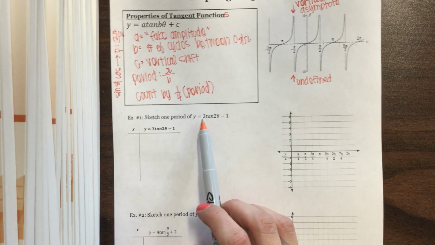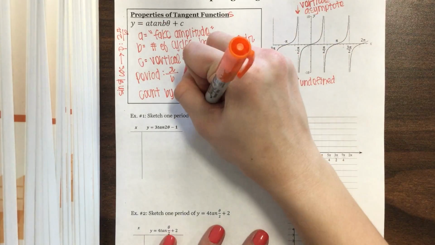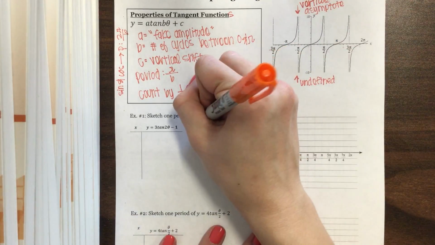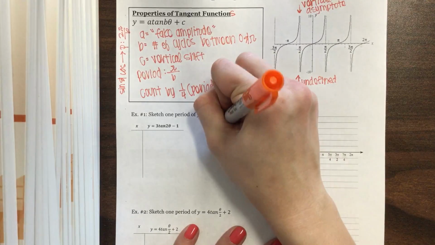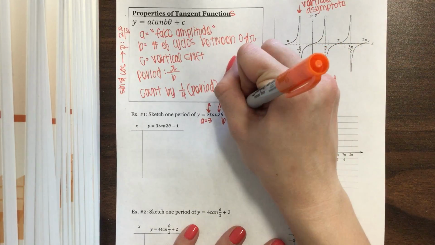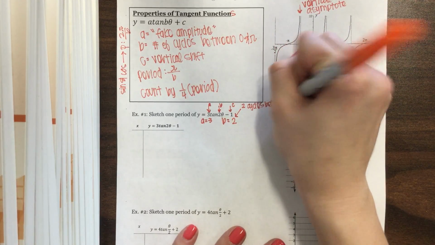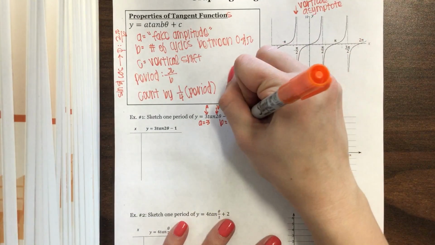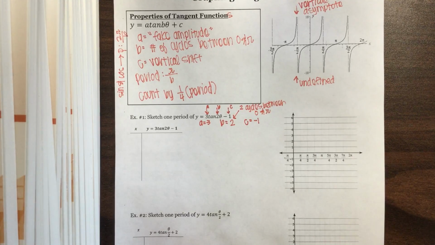So we have to sketch one period of y equals 3 tangent of 2 theta minus 1. So let's just label our A, B, and C. So this is A, 3 is A, 2 is B, -1 is C. So I'm just going to write this down. So A equals 3. So my fake amplitude is 3. B equals 2. And that means that there are 2 cycles between 0 and pi. Okay. And then C is -1, which means it moves down 1. That's our vertical shift. It moves down 1. Are you freaking kidding me?